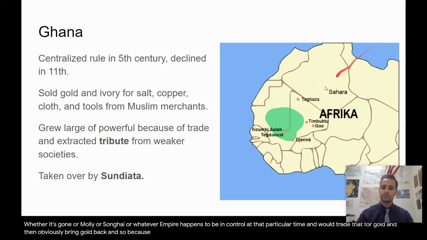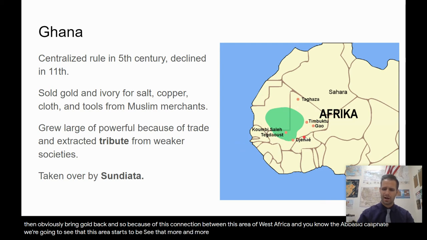And so, because of this connection between this area of West Africa and the Abbasid Caliphate, we're going to see that this area starts to believe in the Islamic faith, and we'll see that more and more on our next slide when we look at the Mali Empire.